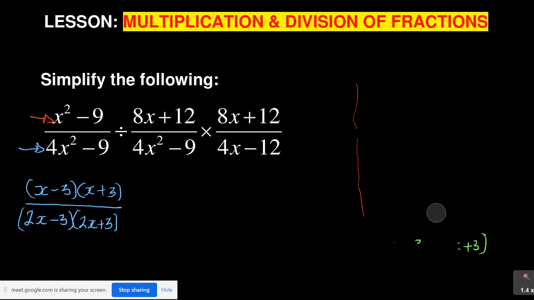Now the next one that I want to factorize is the numerator here, which is 8x plus 12. It doesn't have any powers, it doesn't have any x squared. So this one is basic, whereby you just have to focus on the number, what is common between 8 and 12, which is the number 4, because the highest common factor of 8 and 12 is 4. 4 can go into 8 two times, which is 2x, and then into 12 is 3.